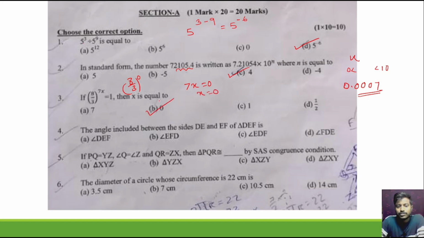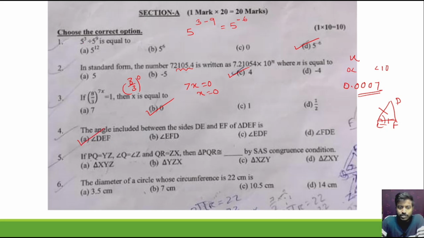The angle included between the sides DE and EF of triangle DEF is dash. First draw a triangle, that is DEF. Now sides DE and EF include this angle, the angle DEF. So the angle is DEF. Option number A is the correct answer. Understand?